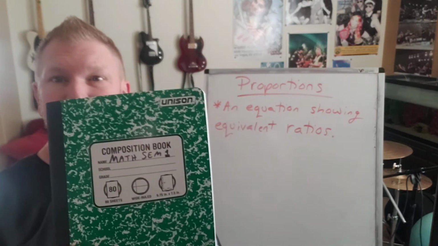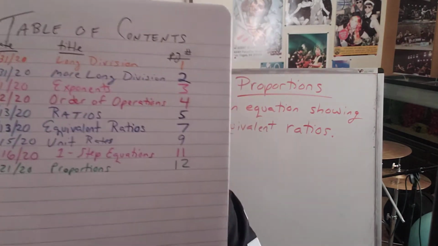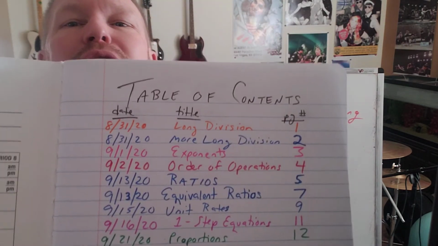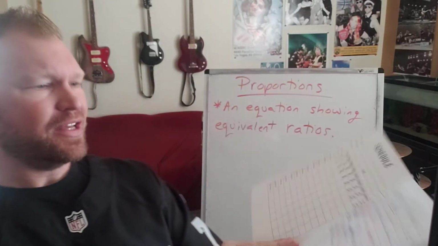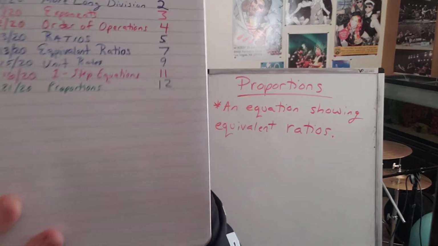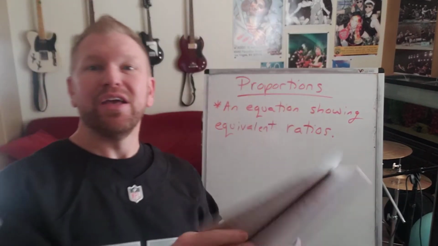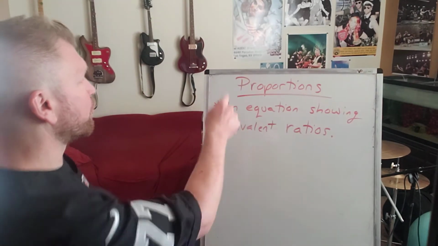So go to your notebooks, go to your table of contents, put down the date and the title and the page number. There we go. So for me, the date is 9/21/20. Title's proportions. I'm on page 12. Okay, so fill out your table of contents. Go to the page you're on. On that page, at the top, write down proportions.